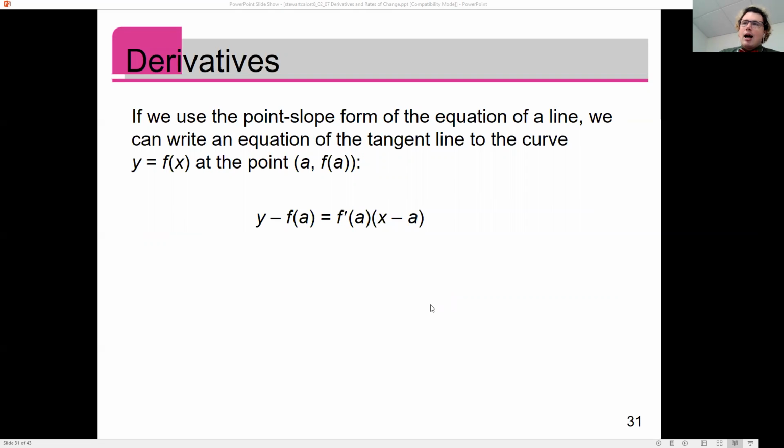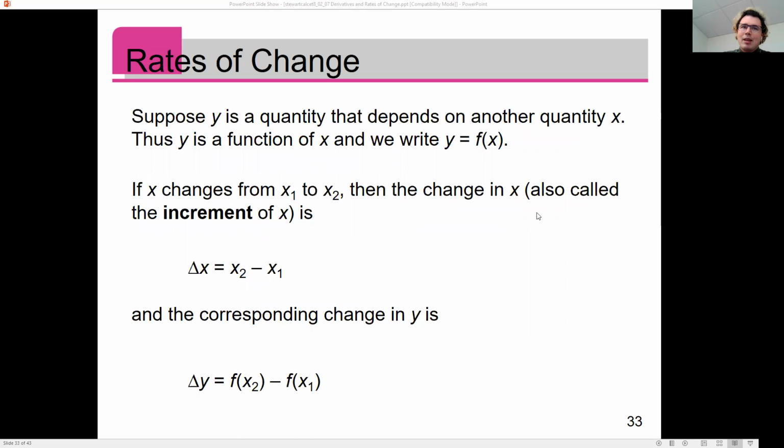So I can always find the formula for this tangent line using the point slope form for linear functions. Here on the left, I have y minus f of a. Here on the right, that is equal to f prime of a times quantity x minus a. But let's think about what this means in the picture. Let's use some geometric reasoning. So let's think about this in terms of rates of change.